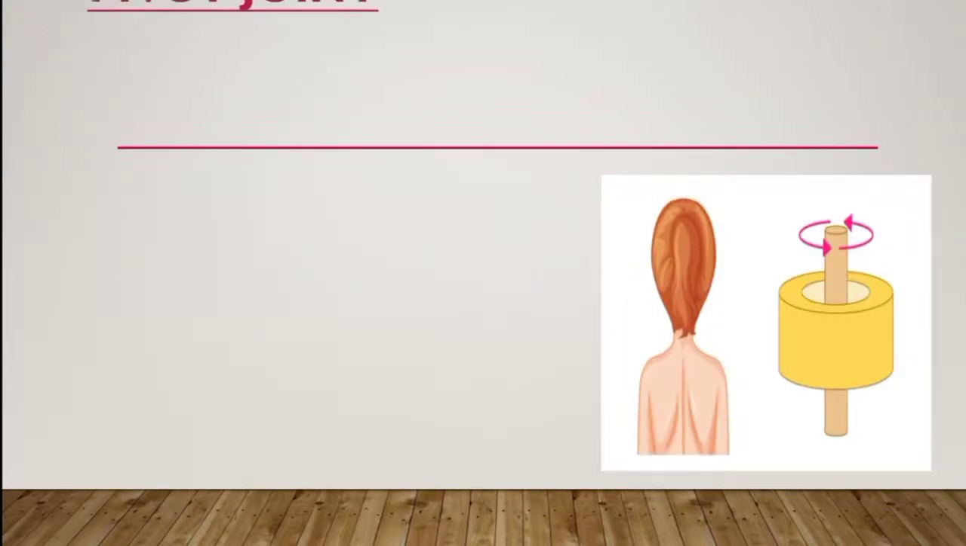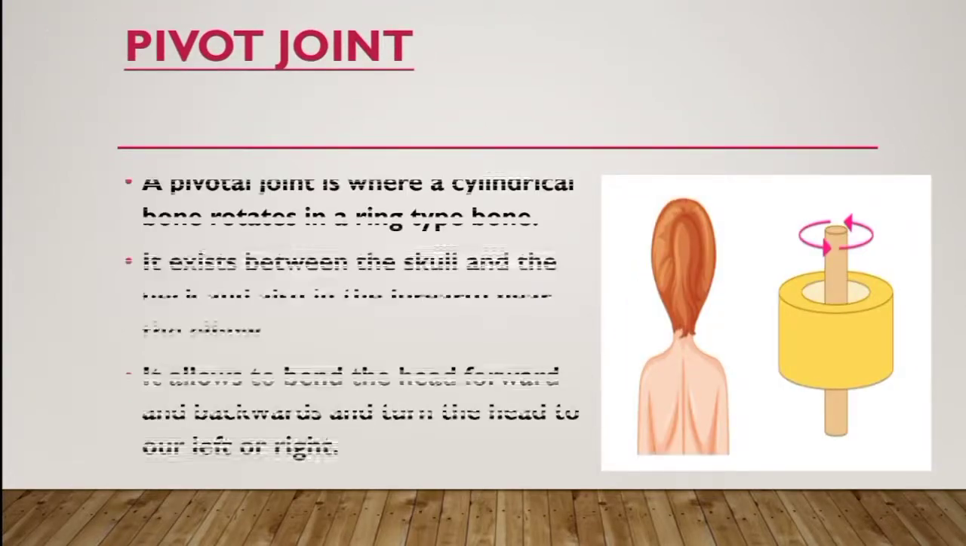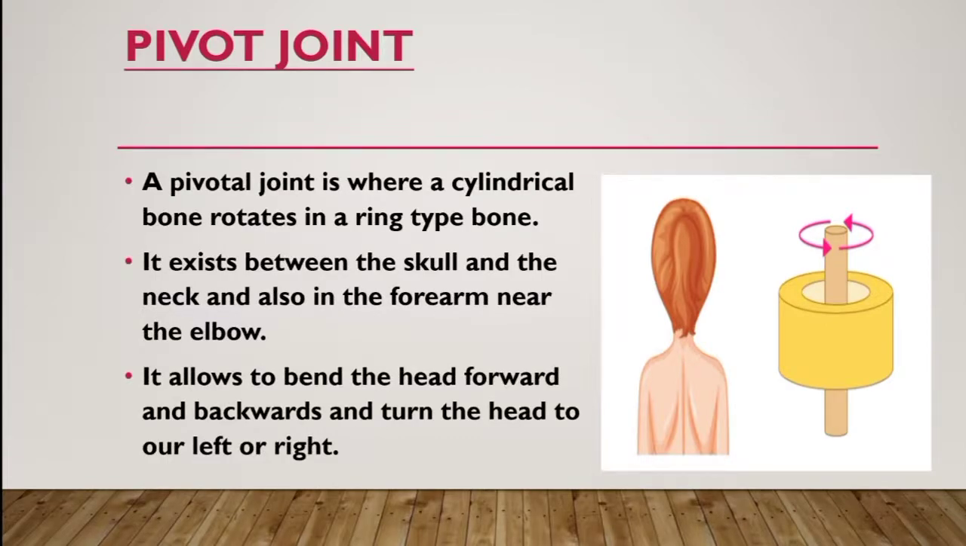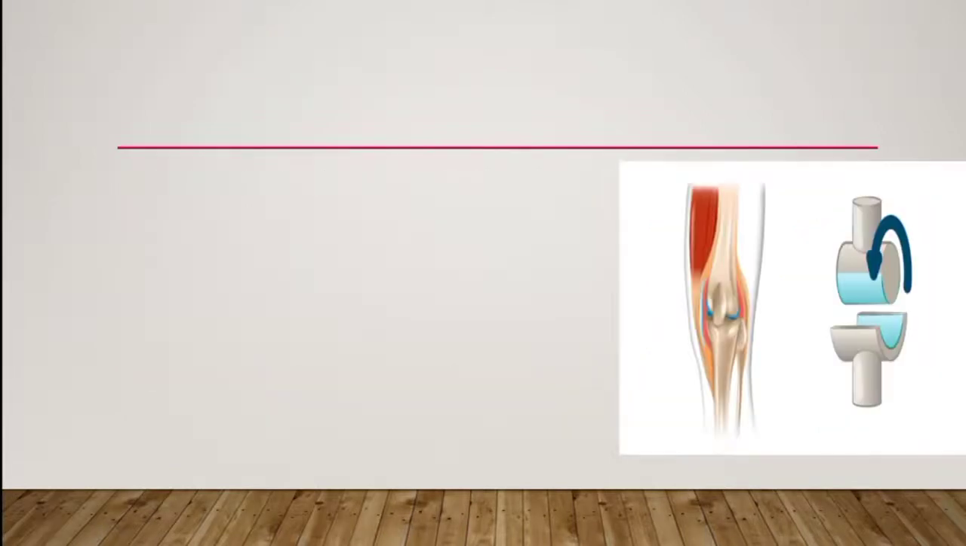Next comes pivot joint. Pivot joint is where a cylindrical bone rotates in a ring type bone. It exists between the skull and the neck and also in the forearm near the elbow. It allows to bend the head forward and backward. This means the pivot joint allows only backward and forward movement. It also allows the head to be turned left and right.